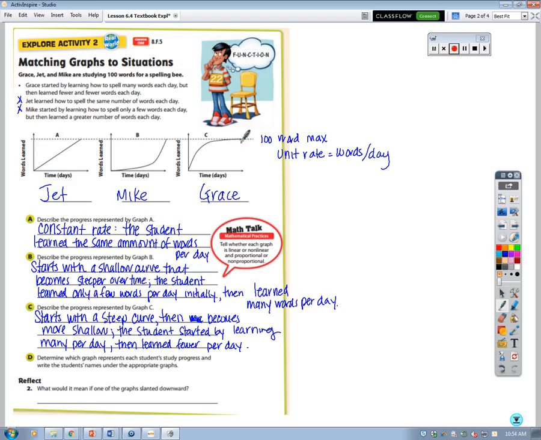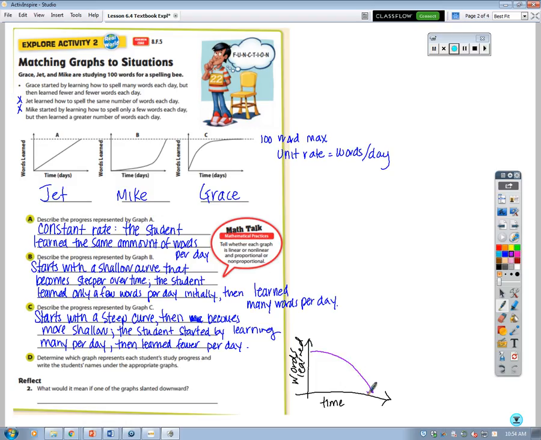What would it mean if one of the graphs slanted downward? So if you had a graph that looked like, right, this would be your words learned, and this would be your time. So if the graph slanted downward, it would look something like this.